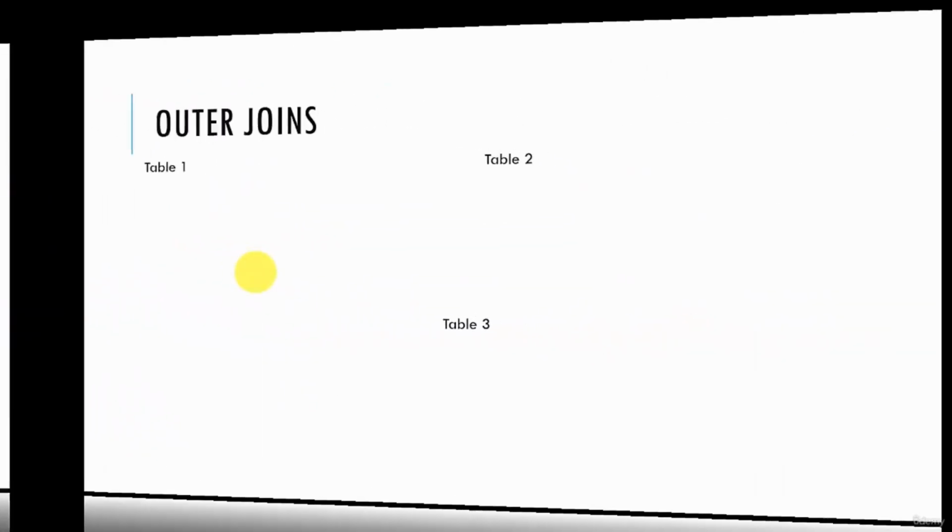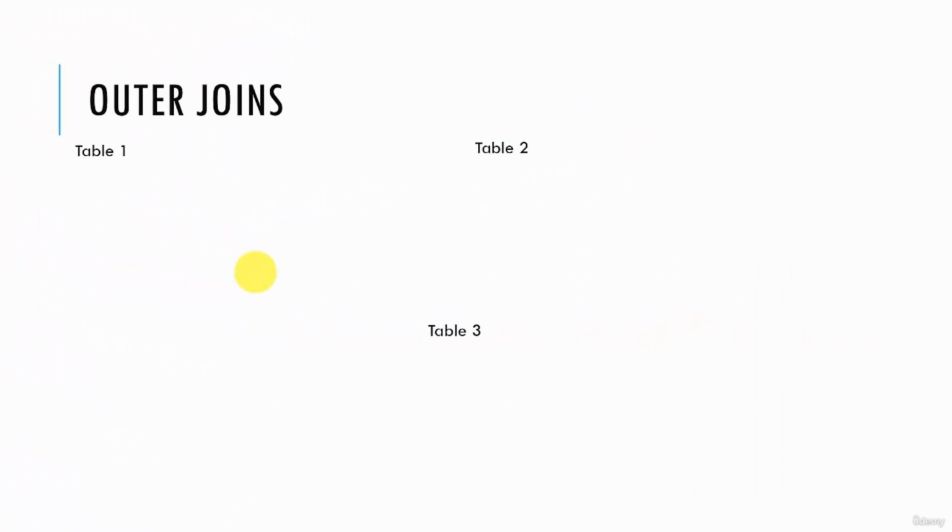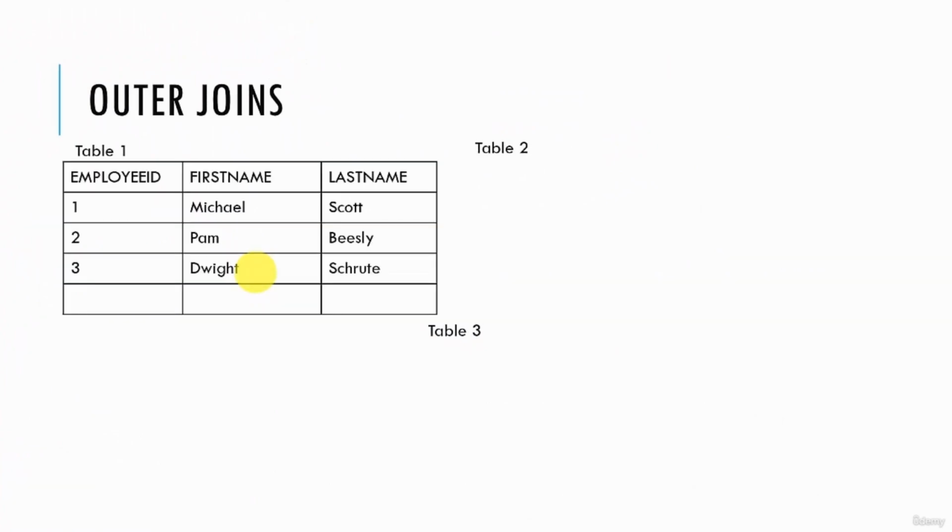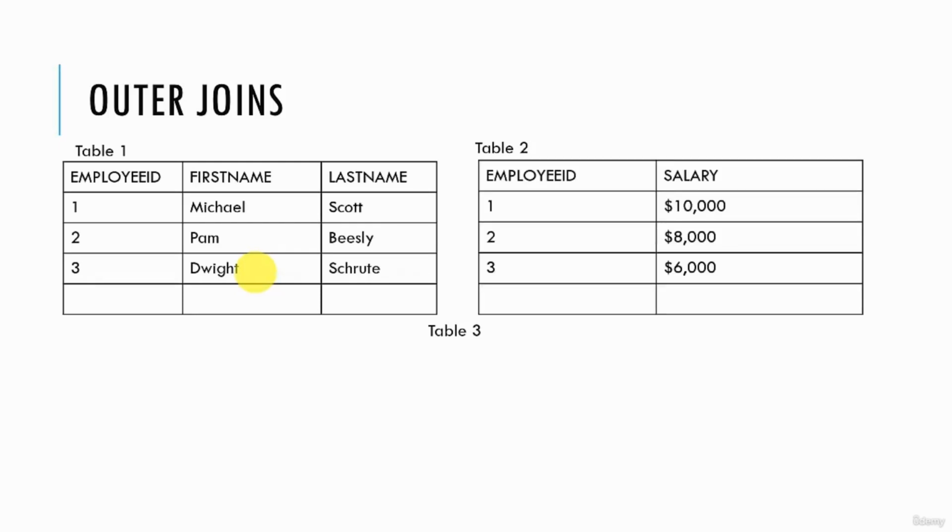Okay, let's look at outer joins. Let's consider a table which has employee ID, first name, and last name. Let's look at another table which again has an employee ID and the salary. This is pretty much the same scenario that we discussed in the previous slide, but here we are just taking a very slightly different approach.